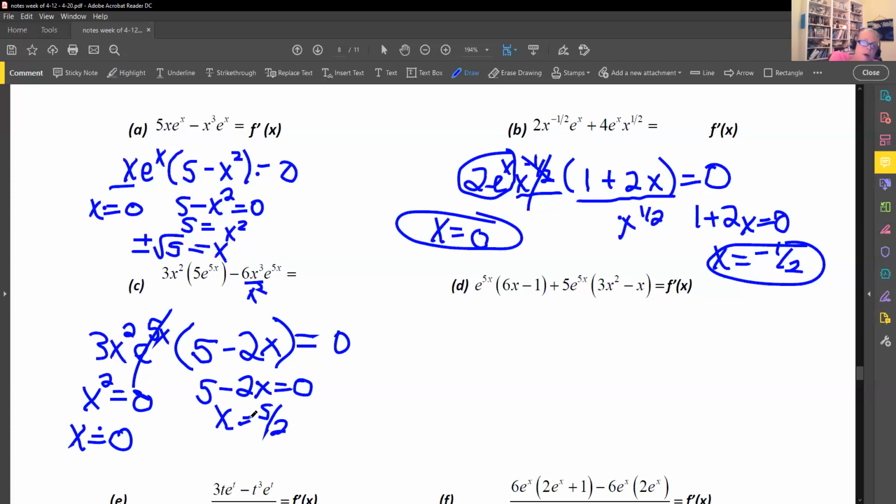Okay, more factoring. This guy, what can I take out? I think I can take out an e to the 5x, so that's the way it's going to be. I may have to do a little bit of algebra here. 6x minus 1 plus, now I took this away, so I'm going to distribute the 5 through. So it's 15x squared minus 5x.